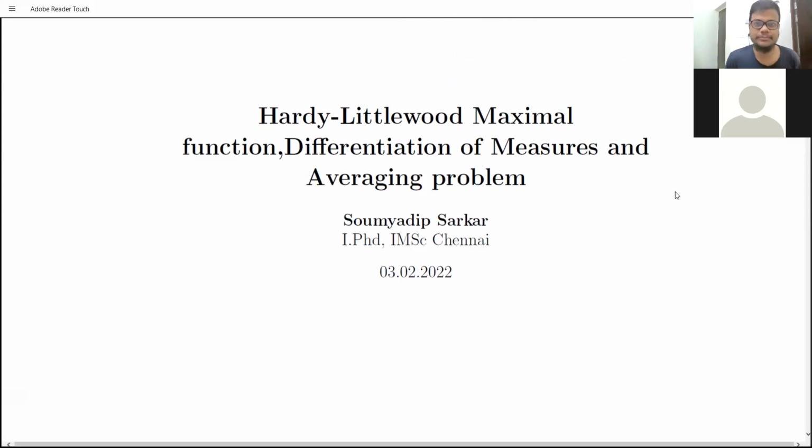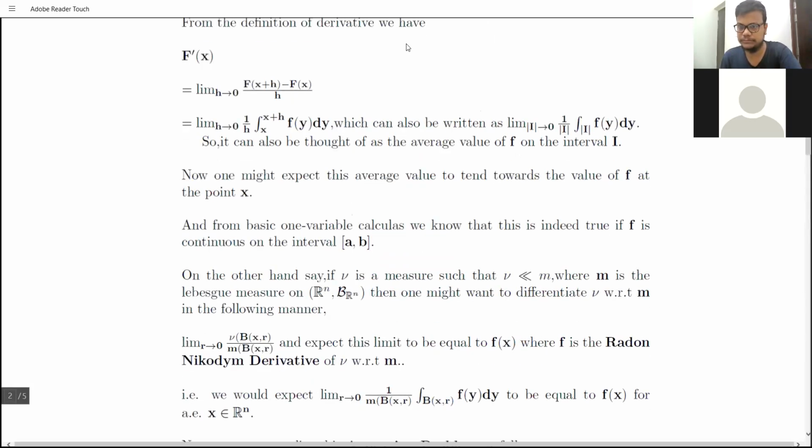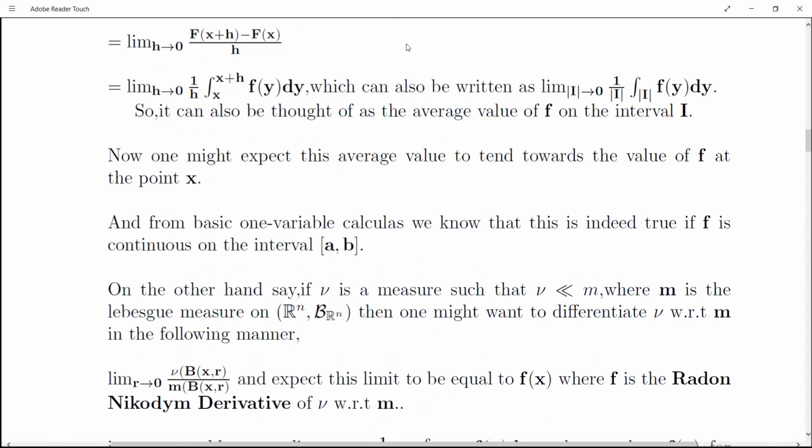So basically, we will talk about the Hardy-Littlewood maximal function and its relation to something we call an averaging problem. And there is a concept of differentiation of measure that you already did, and how to interpret that in a different way. So that's basically the main thing of this presentation. Okay, so let's see.